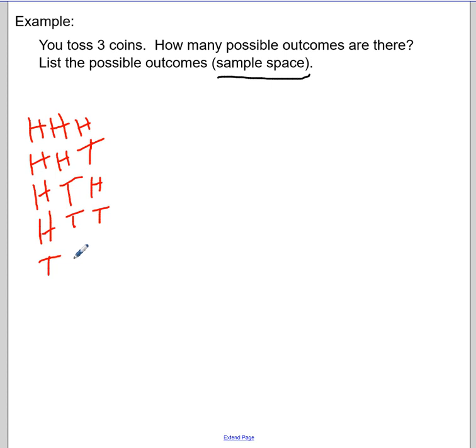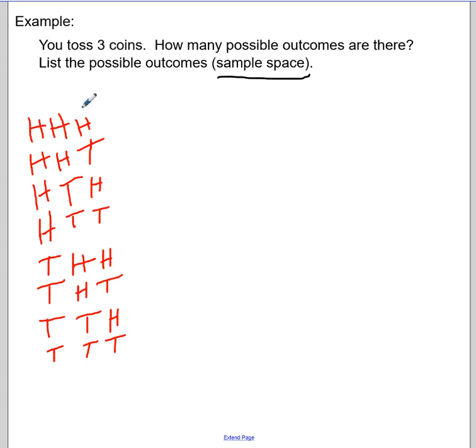I could get a tail and then a head and a head, right? Or I could get a tail and then a head, and then what else? A tail. Or I could get a tail, and then a head. Or a tail, tail, tail, right? So these are all the possible outcomes.